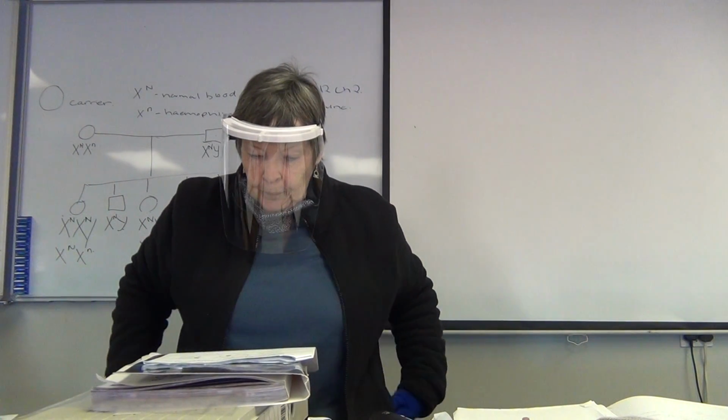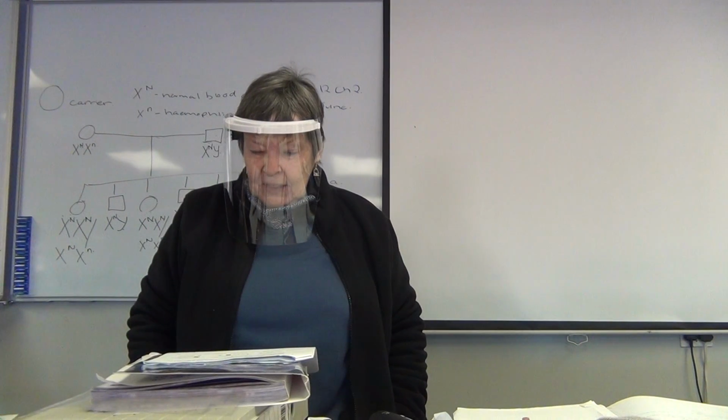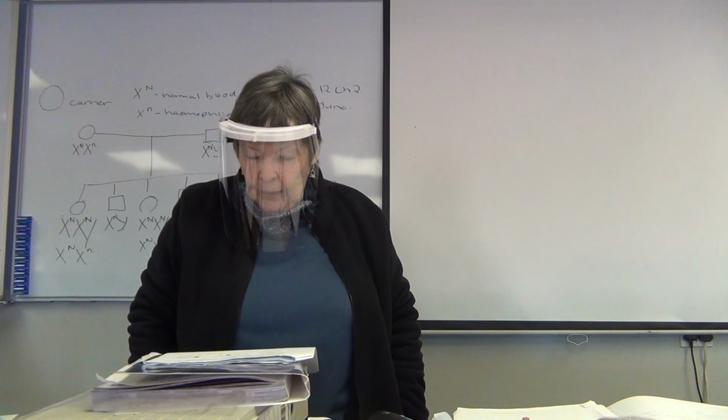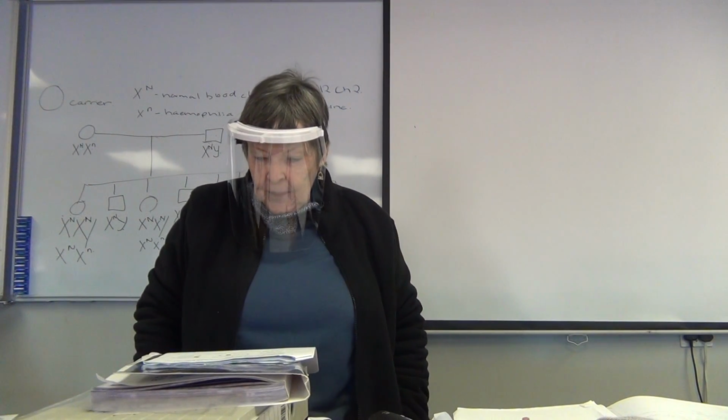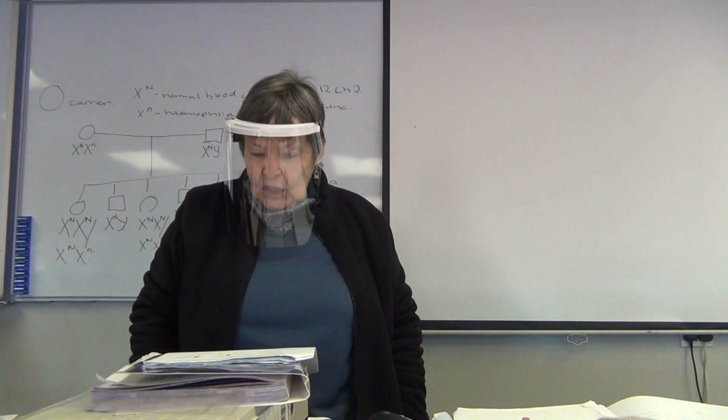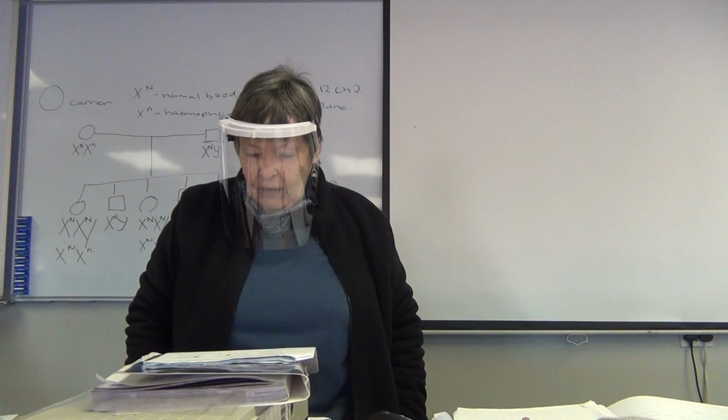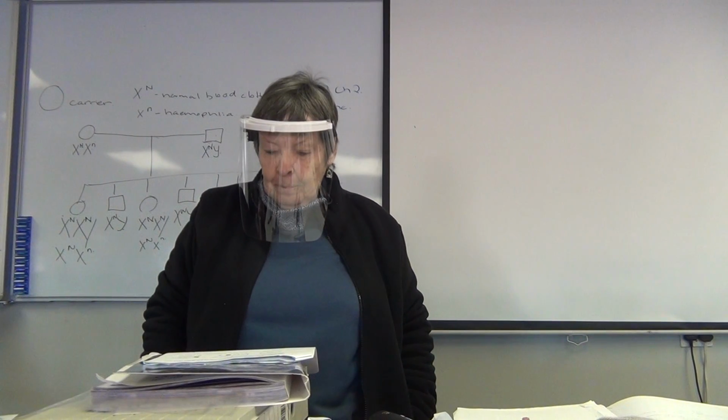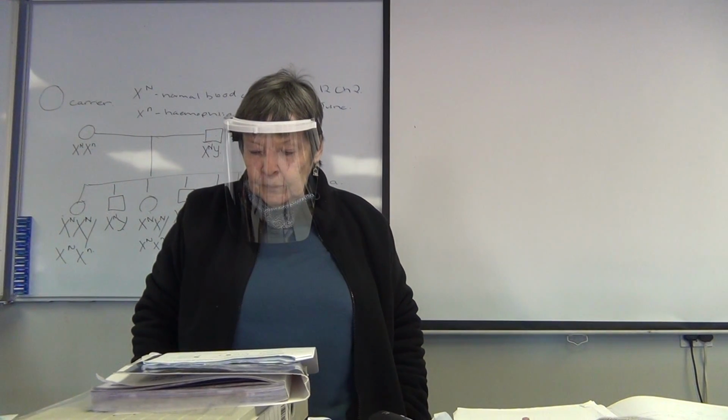Okay, so from the family tree given above, state the genotypes of Queen Victoria and Prince Albert. We've already done that. Theoretically, what percentage of their sons would be expected to have inherited the trait haemophilia? Show your working.